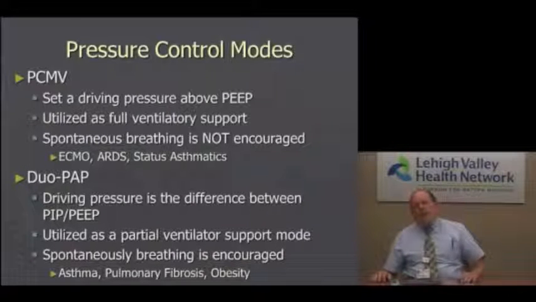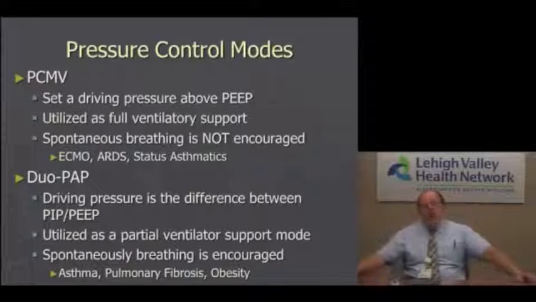Now we have two types of pressure control modes on our ventilators. We have something called PCMV, which is considered full ventilatory support. This is a mode where spontaneous breathing is not encouraged, and we usually use it on our really sick patients. It's our default mode for ECMO patients, ARDS, and status asthmaticus, and you set the driving pressure above the PEEP, and I'll explain what I mean in a second. We also have dual PAP, where the driving pressure is the difference between the PIP and PEEP, and it's utilized as a partial spontaneous breathing mode, and spontaneous breathing is encouraged.